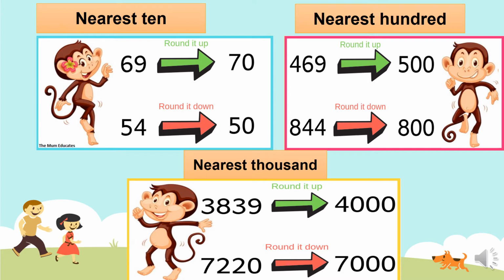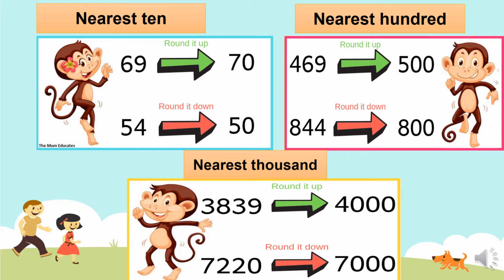Then let's move to the second number. It is 54. Which number is in the ones place? It is 4. Then 4 is smaller than 5. Then the number becomes 50. Now we are going to round the numbers to the nearest 100. There are two examples given, 469 and 844.